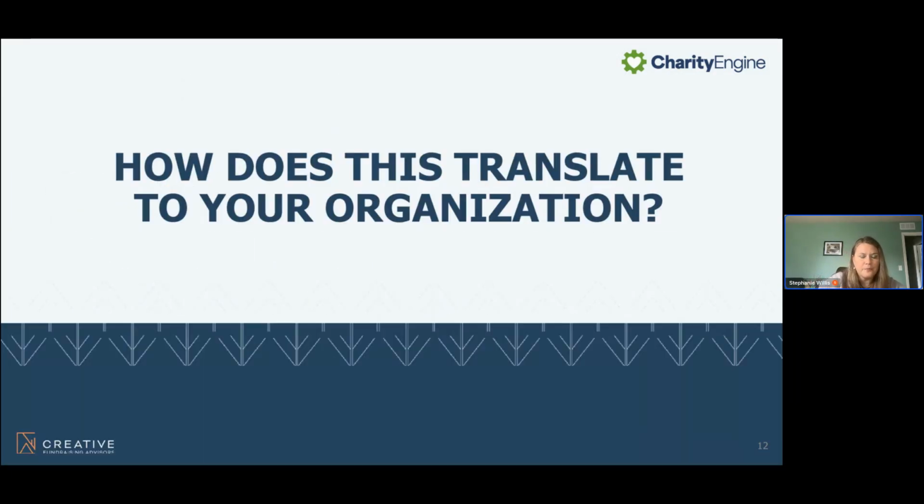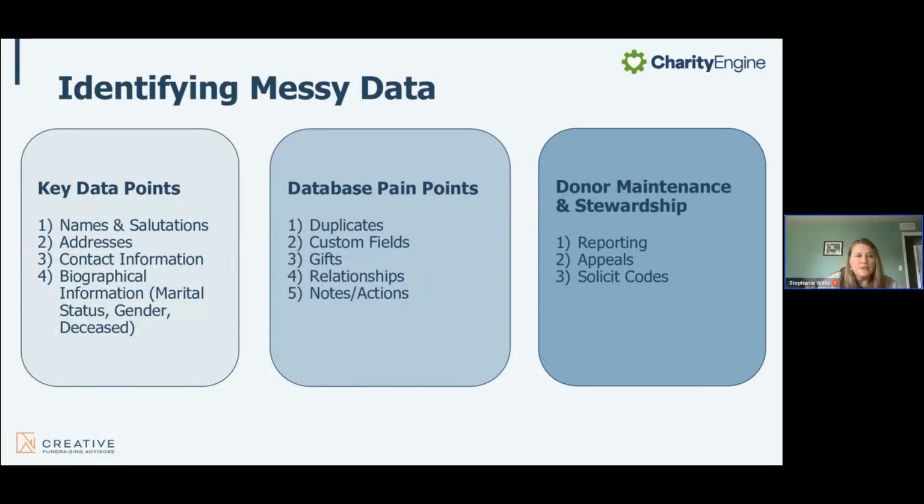Now, how does this translate to your organization? Again, I threw a lot of topics. Let's break it down a little bit. So you saw the slide and I alluded to seeing it again. So identifying messy data. When I hear messy data, I think of these 3 buckets. So there's key data points. So messy data could be under names, addresses, contact information, biographical information. That's messy data in the sense of we have key information that is not up to par, needs cleaning, inaccurate, etc.